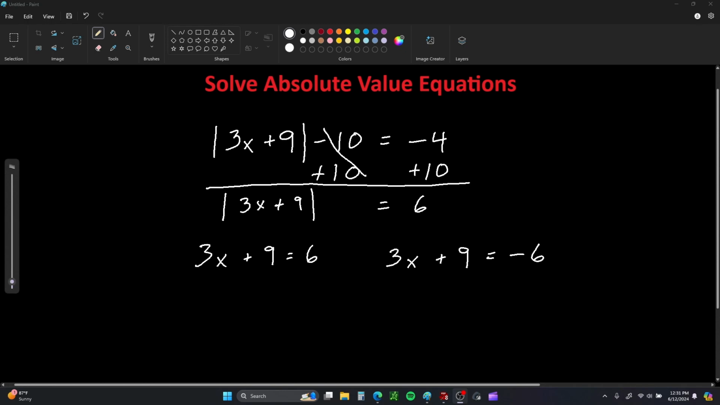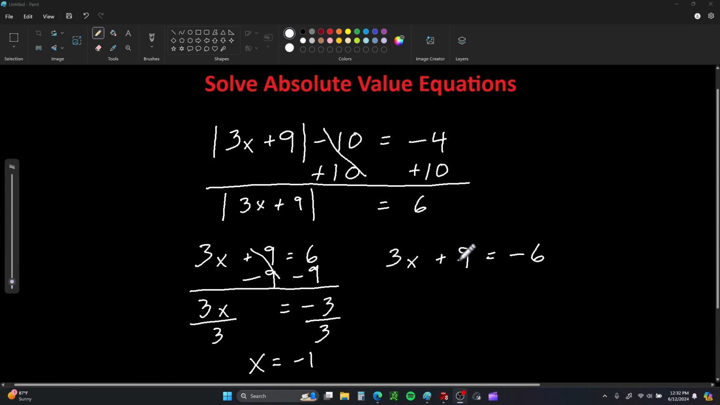In the case of the one on the left, I want to get the 3x by itself by subtracting 9 from both sides, leaving me with 3x equals minus 3. I divide both sides by 3, and I get that x is equal to minus 1. Similarly, on the right-hand side, I would like to subtract 9 from both sides, which leaves 3x equals minus 15. I divide both sides by 3, and that leaves me with x equals minus 5.